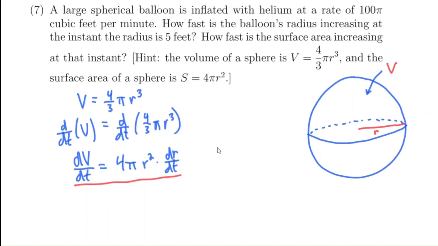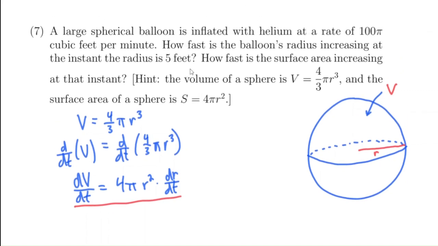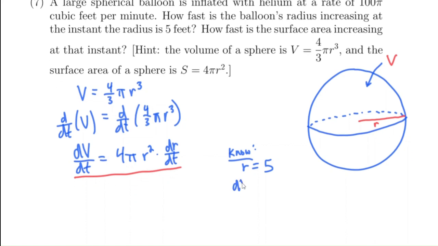Well, what we know is that we want to find how fast the balloon's radius is increasing at the instant the radius is 5 feet. So we're going to plug in r equals 5, or 5 feet. We also know that the balloon is inflated with helium at a rate of 100 pi cubic feet per minute. So in other words, the volume is increasing, so dV/dt, the rate of change of the volume, is 100 pi cubic feet per minute.